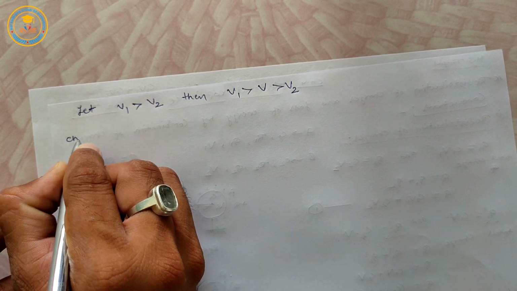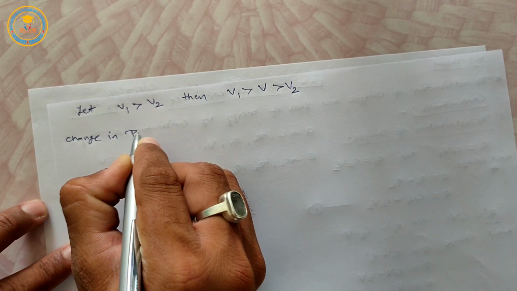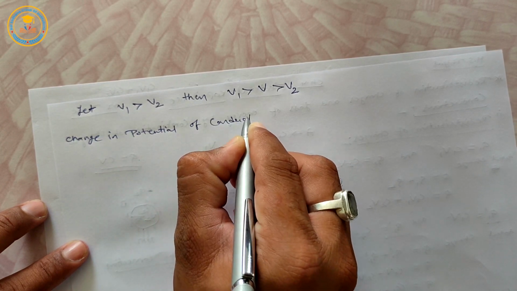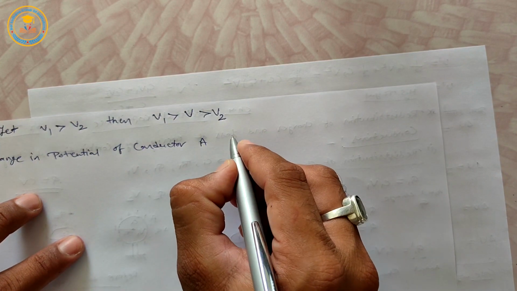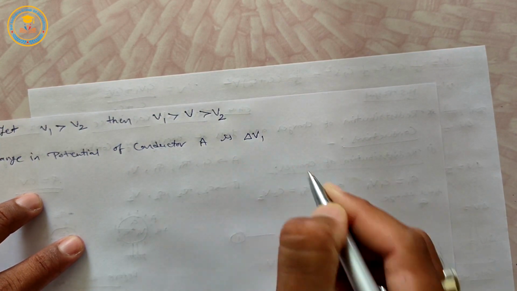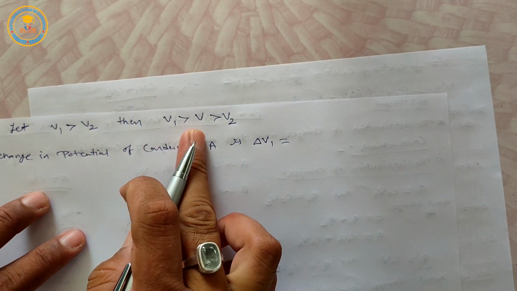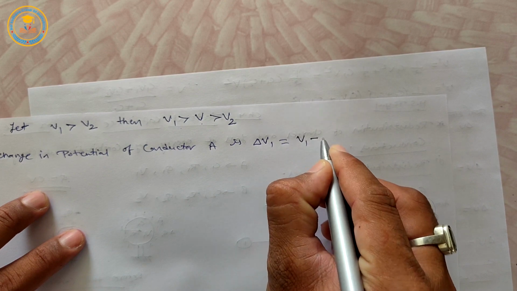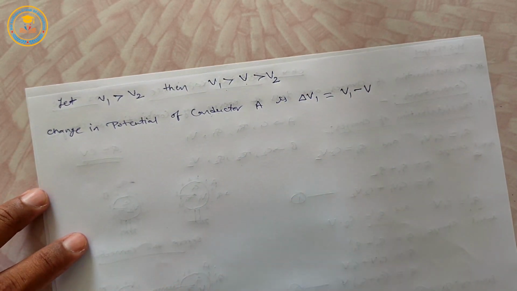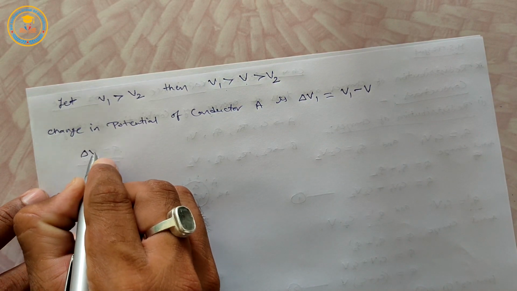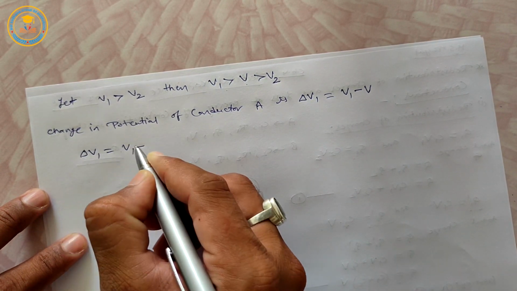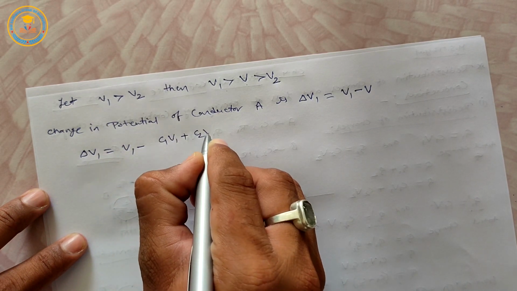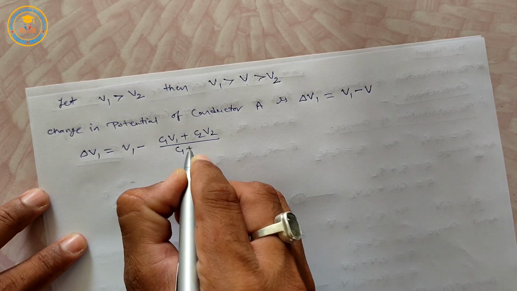Firstly, the change in potential of conductor A, which is represented by del V1, is equal to, here we easily see that V1 is greater than V2, so V1 minus V. Put the value of V, which is the common potential, so del V1 is equal to V1 minus (C1 V1 plus C2 V2) upon (C1 plus C2).